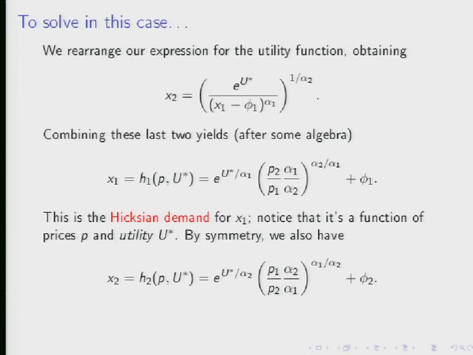So if I'm going to turn it around a little bit: if I choose the expenditure minimizing way to achieve a level of utility u star, the Hicksian demands tell me how much of each good I should purchase. So I should purchase this much of good 1, this much of good 2, and that's the cheapest way to achieve a level of utility u star. Okay. All right, very good.